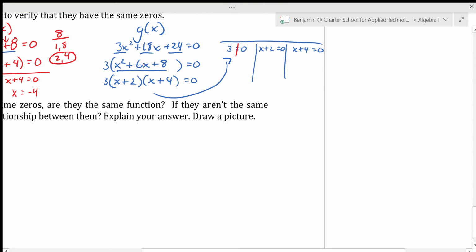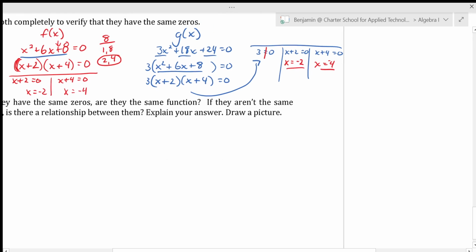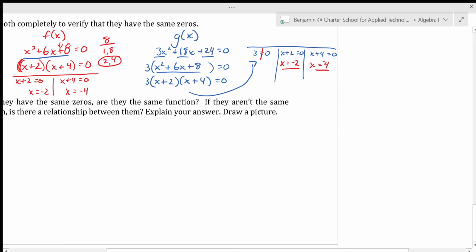This doesn't have a variable. Then it goes from a 2 to a -2. It goes from a 4 to a -4. And they are the same because it's exactly the same thing. Will the graphs look exactly the same? No, because they have something extra added to g of x. But will they touch the x-axis at the same spot? Yes.